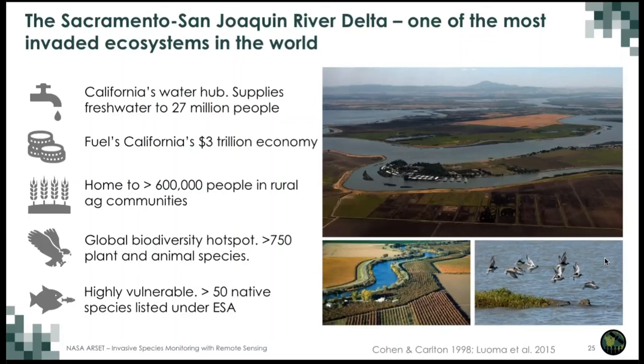And this upstream component of the estuary, the Sacramento-San Joaquin River Delta, is also home to over 600,000 people who live in the region, primarily in rural and agricultural communities. It's also a global biodiversity hotspot, and it has over 750 plant and animal species, many of them endemic, and it is highly vulnerable to climate change and aquatic invasive species. There are currently over 50 native species that are listed under the Endangered Species Act.